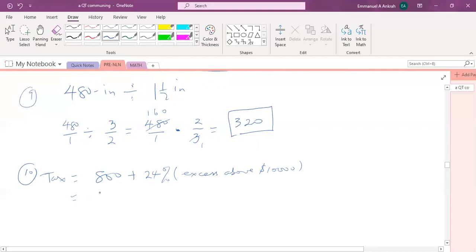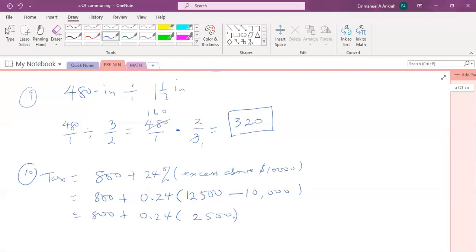So that means that you're going to pay 800 plus 24%, changed to a decimal, so you can use 0.24. What's the excess here? The excess above 10,000. The person gets paid 12,500. So 12,500 minus 10,000, that'll be the excess, you subtract. So it means that you need to find 800 plus 0.24 of 2,500, then you add 800 to it. Excess is 2,500.